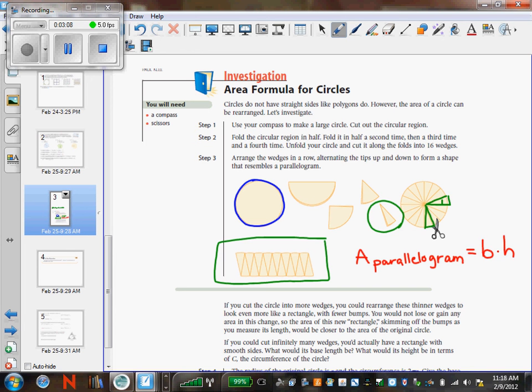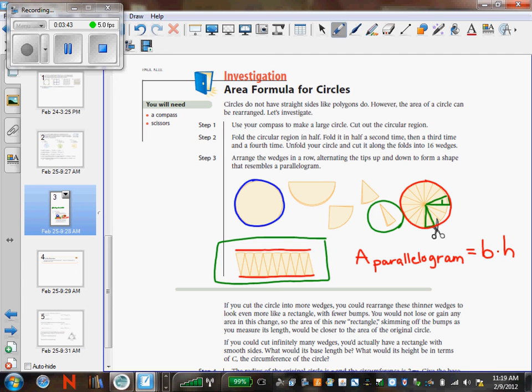So looking at our parallelogram, what would the length of our base be? So let's think about that. Our base, either side that you look at, that side or the bottom side, is the edge of our circle put together. Now one side, the base of this parallelogram, is really only going to be half the circle because the other half is down here.